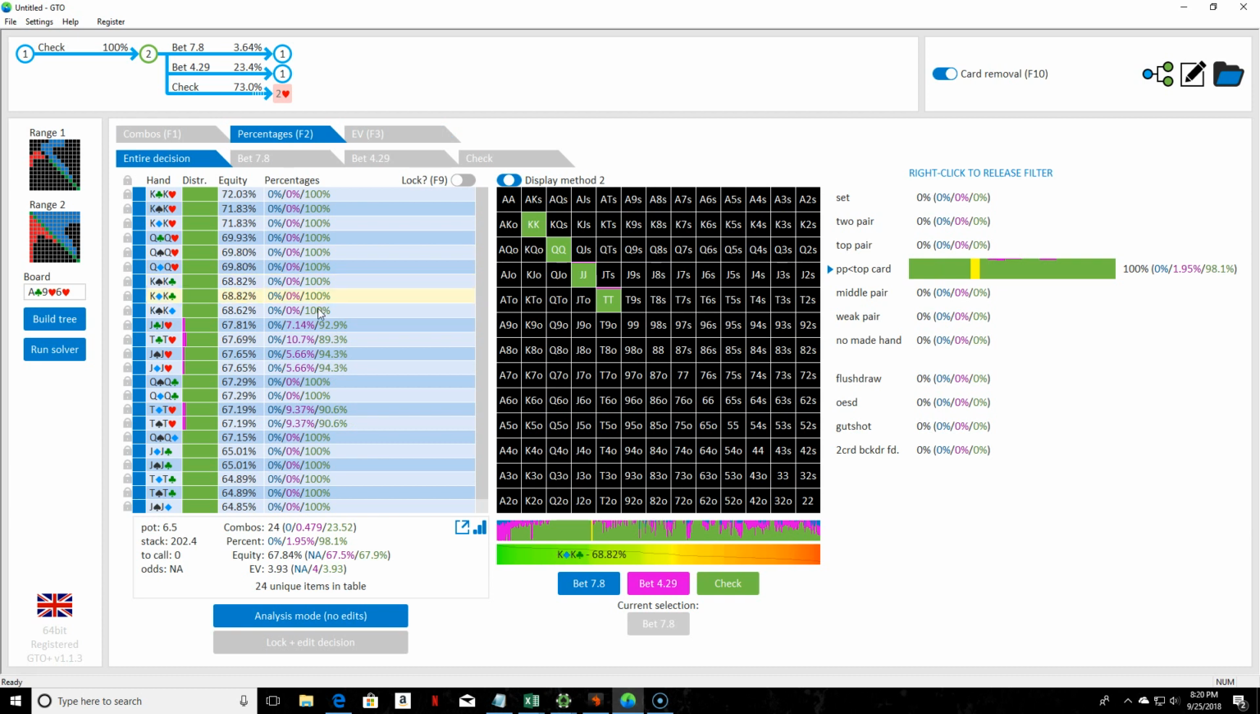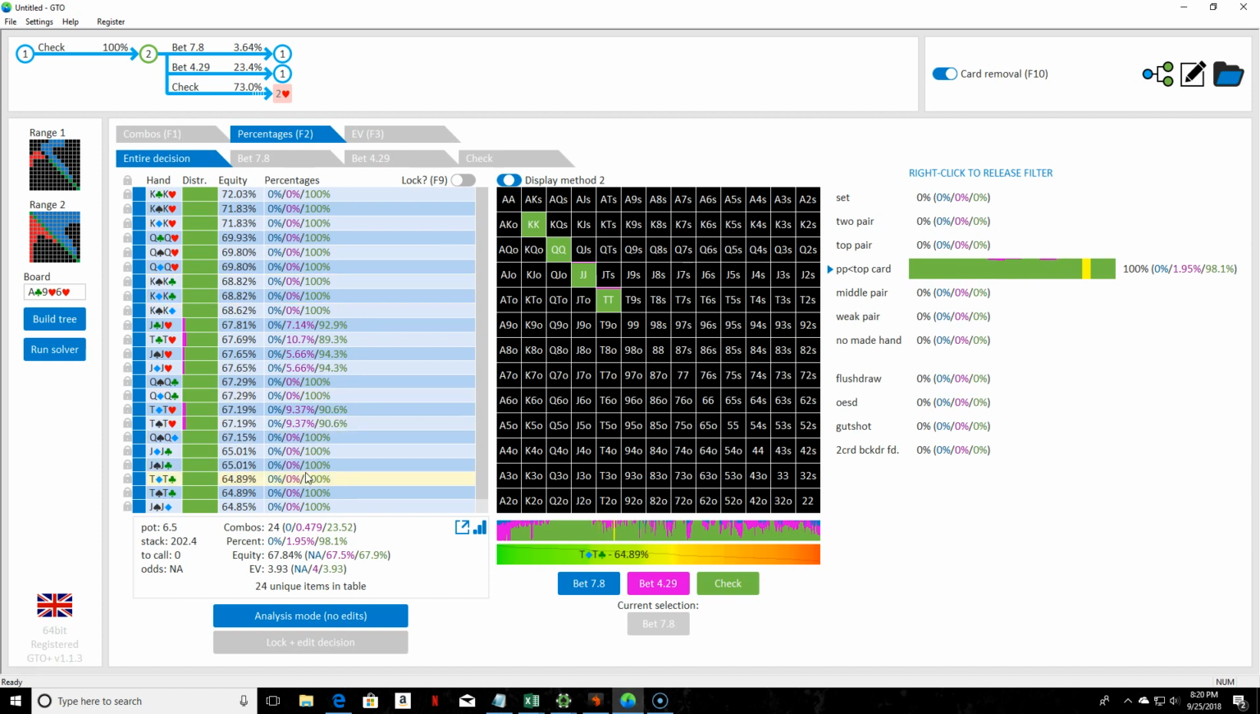You can see here the hands like the jacks, which are a little bit more vulnerable, and the tens, which are a little more vulnerable, you can bet those there, where maybe the kings really aren't vulnerable. So the kings you can actually just check back. And I think that's really the idea with the kings. The kings are not vulnerable here. We can check them back, no problem, and feel okay about it. Same thing with the queens.